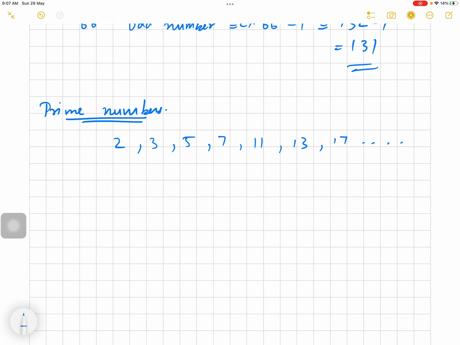So they are called prime numbers. Plus and minus 1 and 0 are not considered prime numbers.